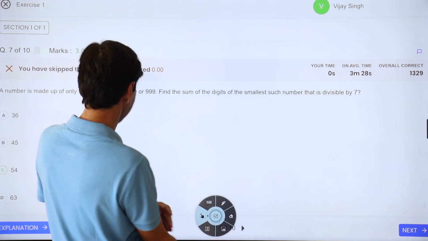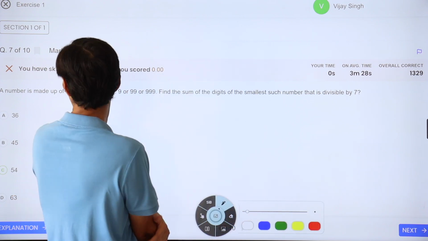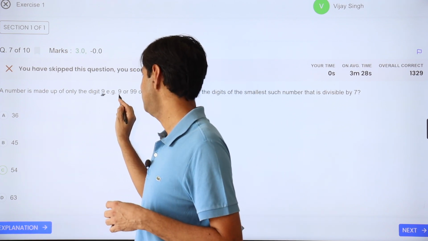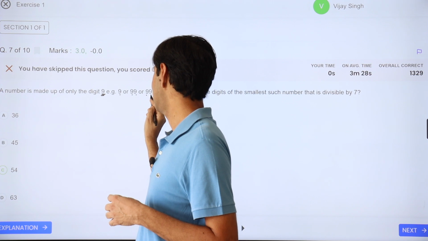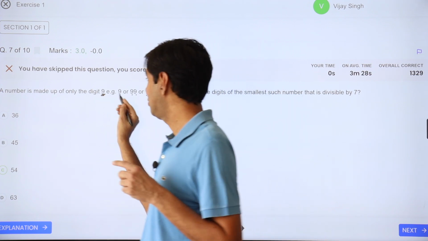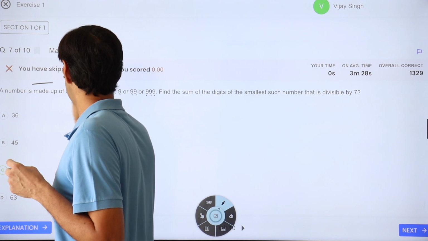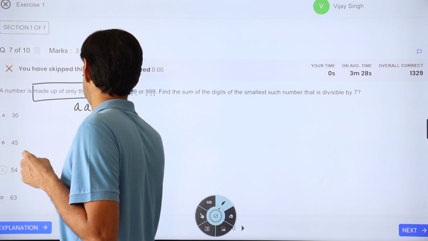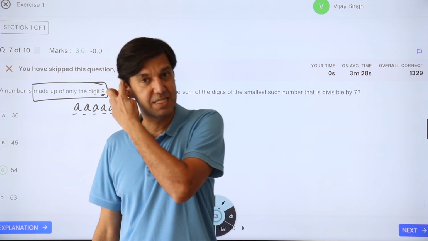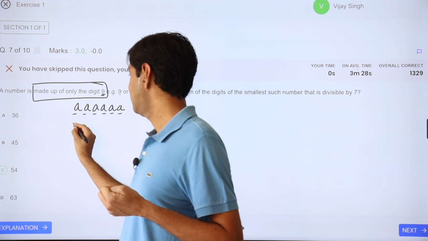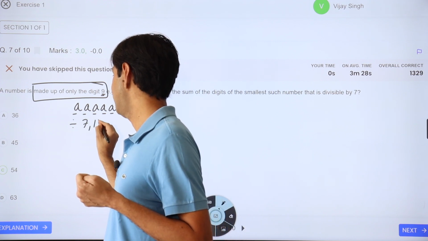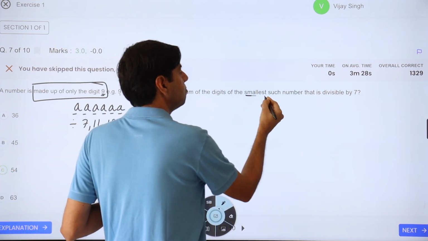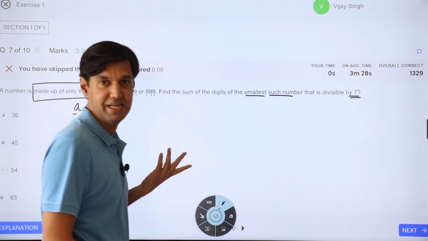So, next question, 7th question. Questions will keep getting trickier and trickier. A number is made up of only the digit 9. Example 9, 99, 999 or so on. So this should remind you of that number A. Right? When you write any digit 6 times, remember, such a number is divisible by each of 7, 11 as well as 13. So let's see, find the sum of the digits of the smallest such number divisible by 7.